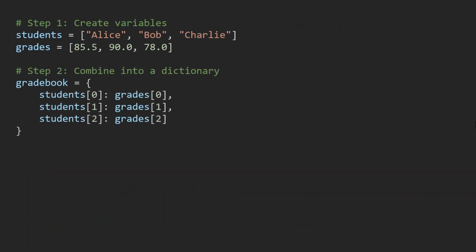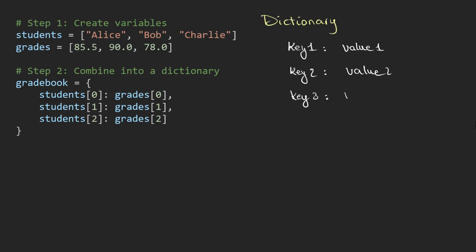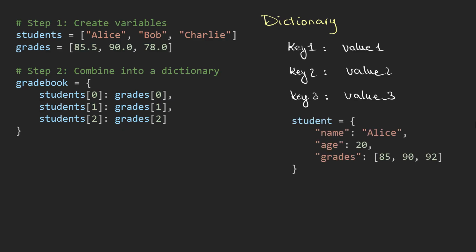In the next part of our code, we want to build a dictionary that stores each student's grade based on their names. A dictionary is a collection of key value pairs. It's like some drawers, each one with a label on it as a key, and there are some values inside each drawer. For example, in this code, we have a dictionary that stores some information about a student. For each key, we have different kinds of values.